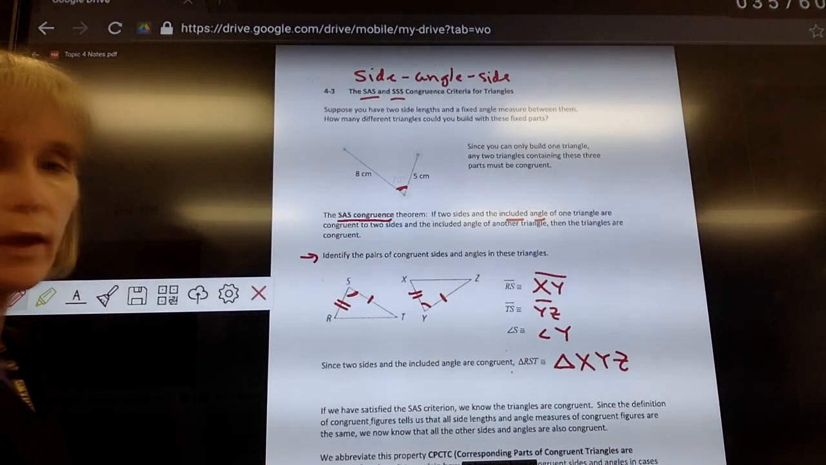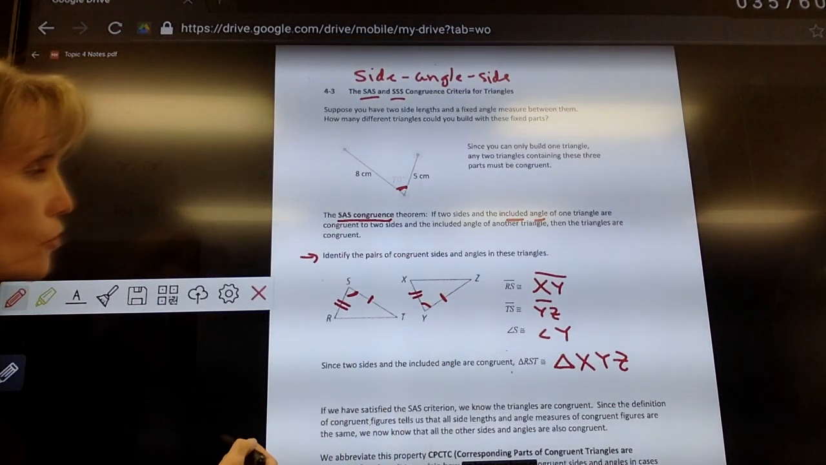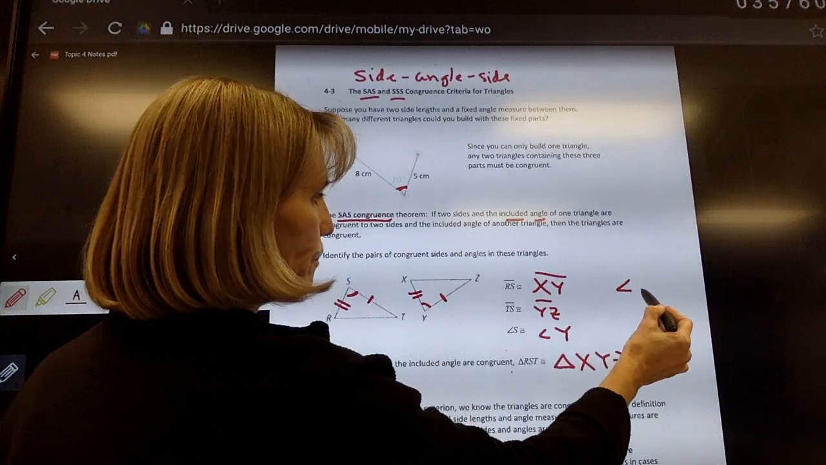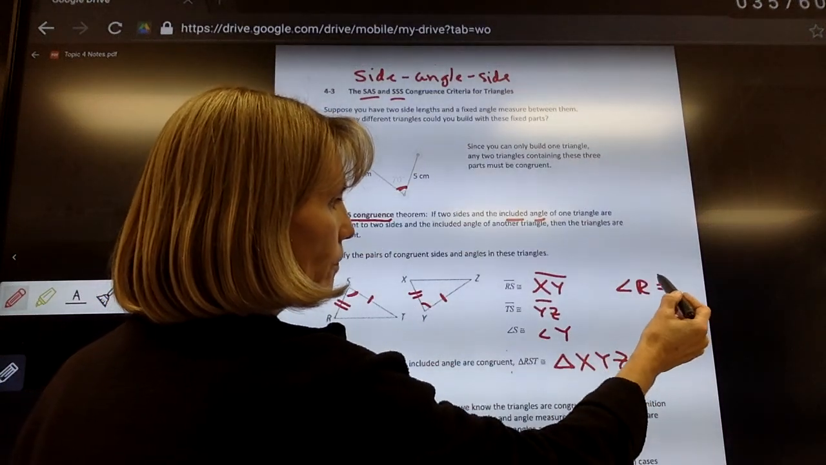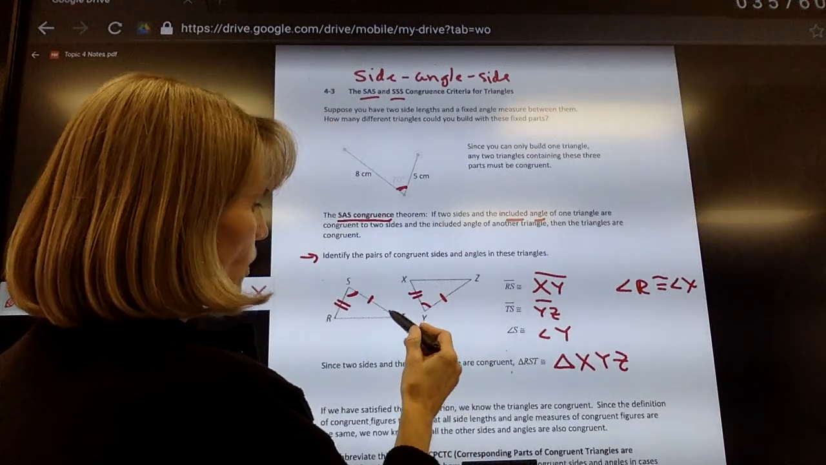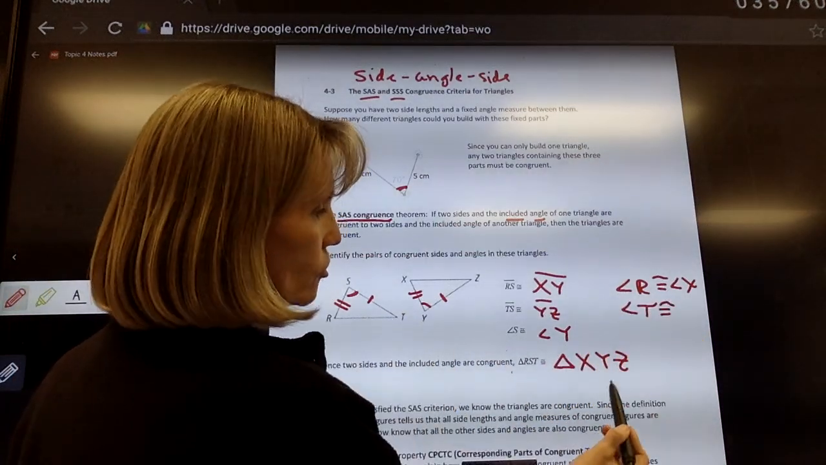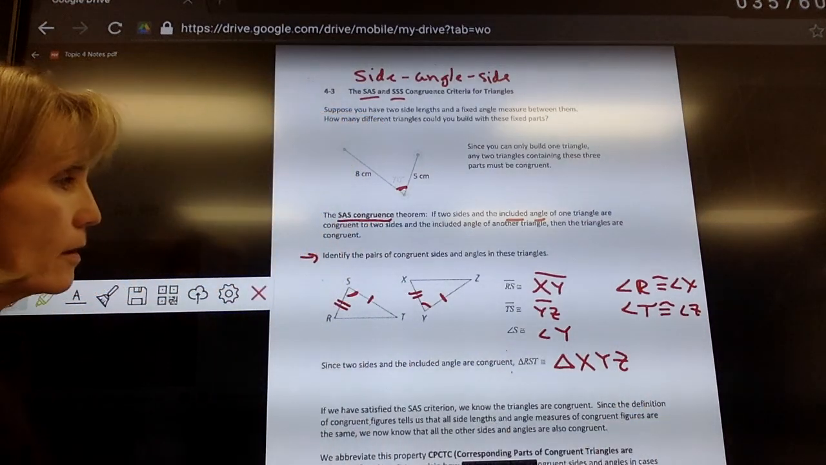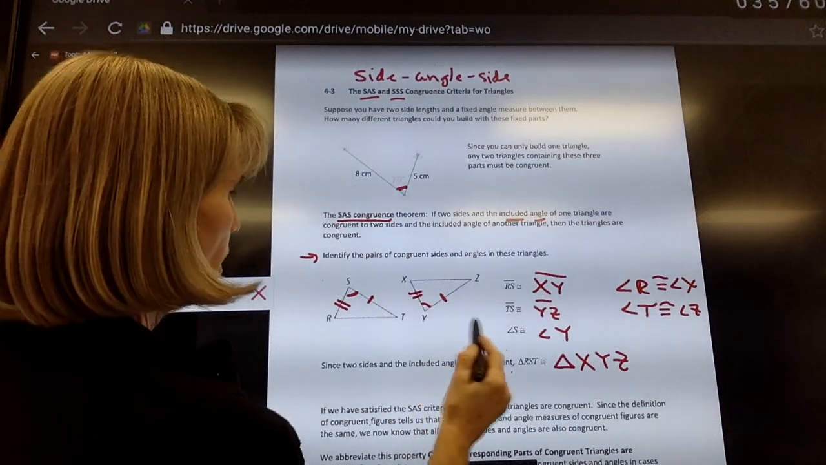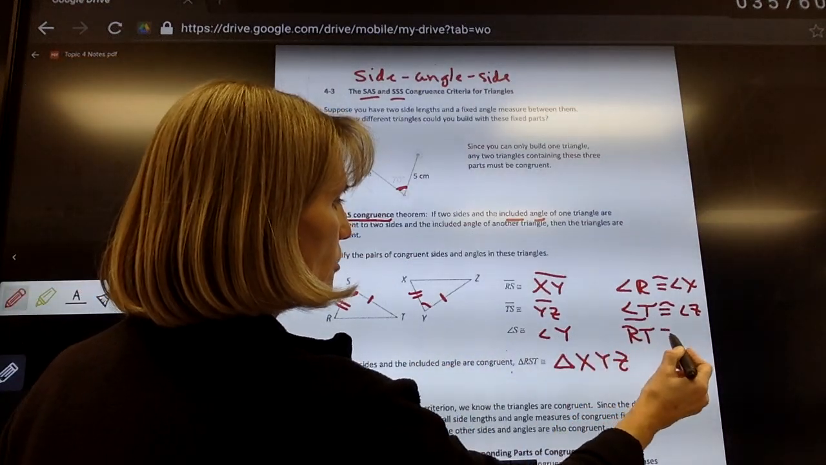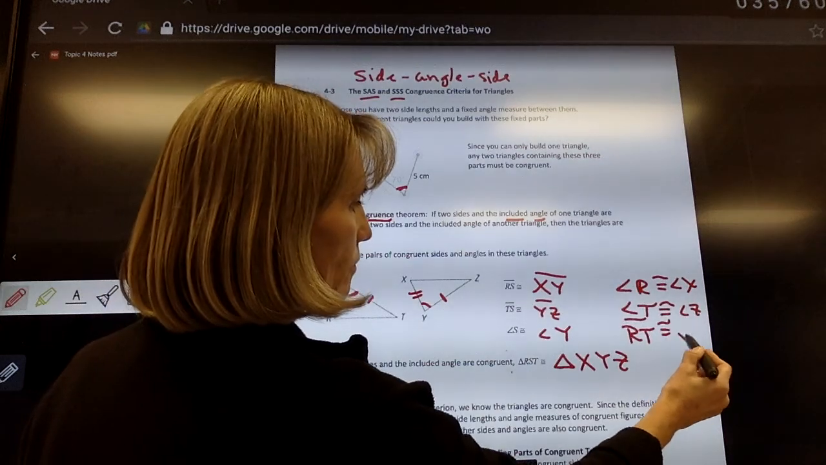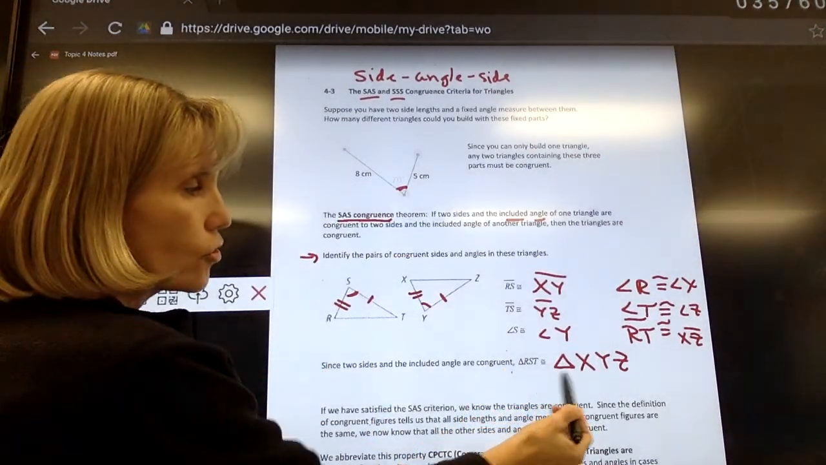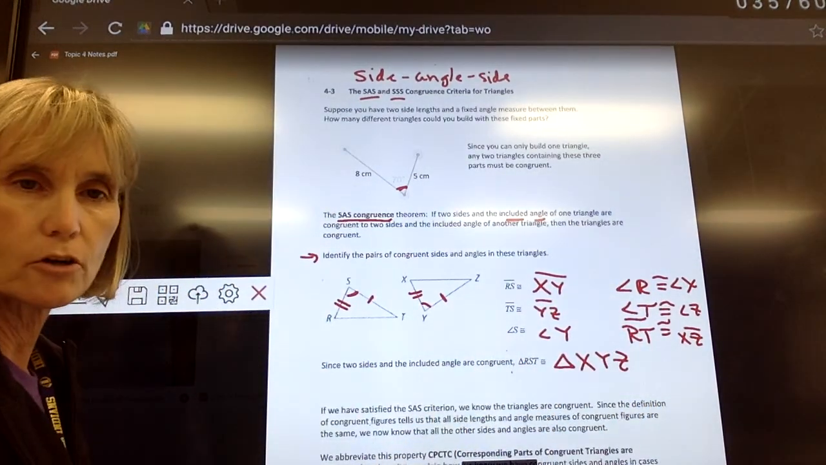And I would also know then that the other parts of the triangles are congruent. Because the 2 triangles are congruent, I also then would know that angle R is congruent to angle X. I would know that angle T is congruent to angle Z. Okay? And I would know that, let's see, which side don't I have? RT is congruent to XZ. Okay, I know that those pieces, even though they're not shown in the picture, because the 2 triangles are congruent to each other, all of the parts are congruent to each other.